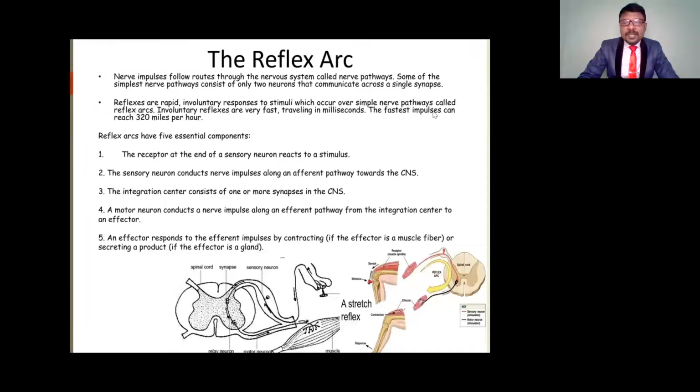The fastest impulse can reach 320 miles per hour, so 300 miles are covered within 1 hour. Just now we discussed all the components. First, we have to give the stimulus. The stimulus is transferred to the center through the afferent neuron. Afferent means sensory. From the center it comes to the effector organ through the efferent. Efferent means the motor nerve. So all of this is called the reflex arc.